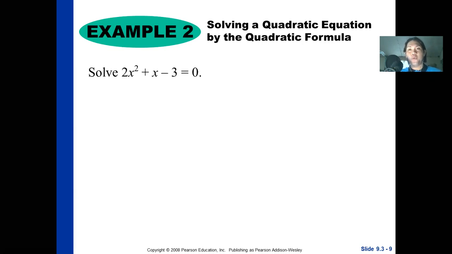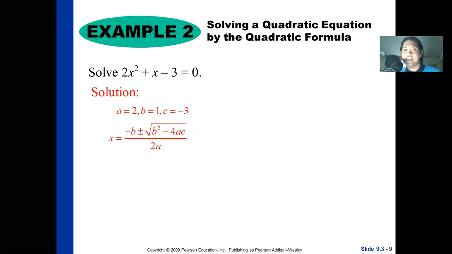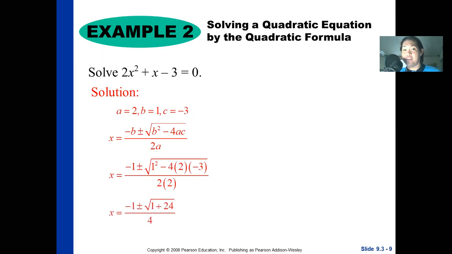So are you ready? We have 2x squared plus x minus 3 is equal to 0 as our example for quadratic equation. So how do we use the quadratic formula? Identify first your a, b, and c, since the equation is already written in standard form. Next is, of course, using the formula, substitute. After we substitute, then by simplifying we arrive at negative 1, positive and negative, square root of 1 plus 24, which is 25, all over 4. So we arrive here at negative 1, positive and negative, the square root of 25, all over 4.